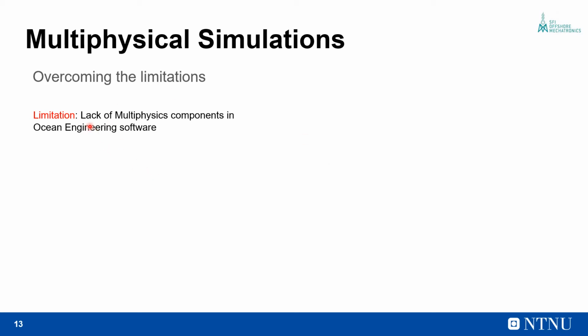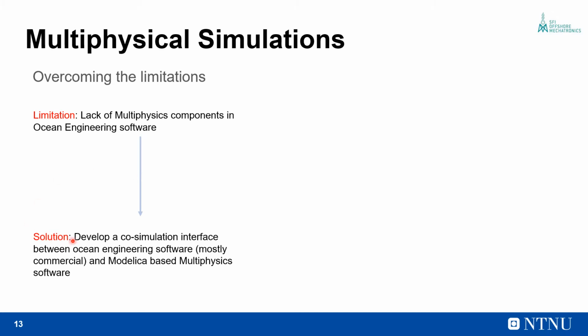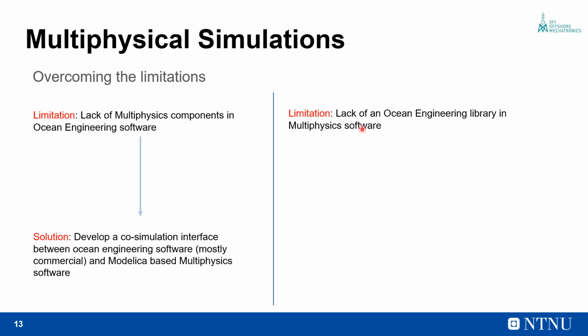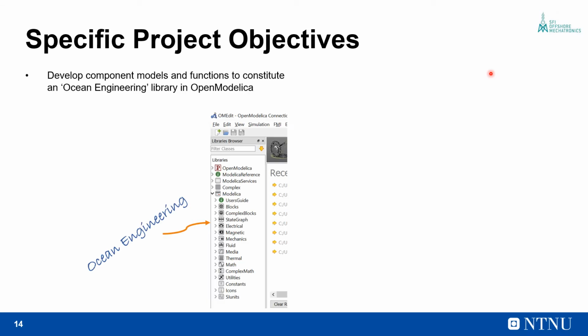For the first limitation, where there is a lack of multiphysics components in the ocean engineering software, the only solution is to develop co-simulation interfaces between the ocean engineering software and the multiphysics software, because most of the ocean engineering software are commercial and black box in nature and do not support the development of component models. For the second limitation, where there is a lack of an ocean engineering library in the multiphysics software, luckily Modelica is open source, the language itself, and therefore all the commercial implementations also support the development of component models by the users.